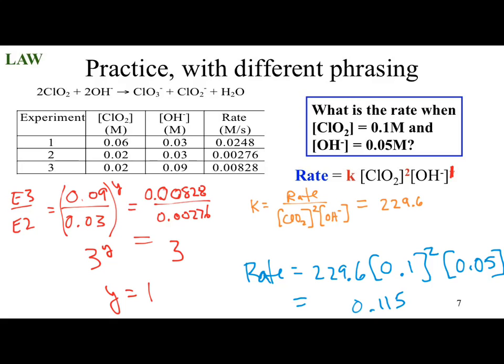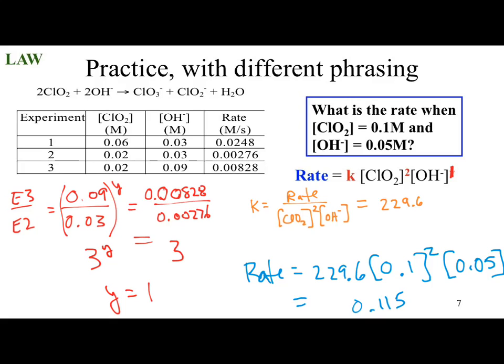Questions in the back, or do you think you got it? I'm fine either way. Yes. Do they always give us the ClO2, they always give us those concentrations, when trying to solve for the rate? Yeah. Yes. And by they, it should be me. Yes.